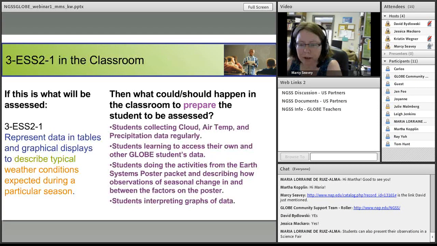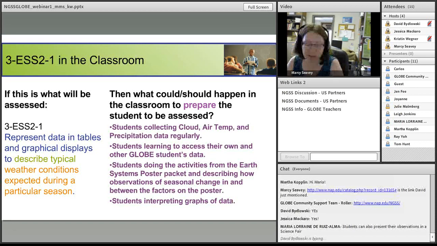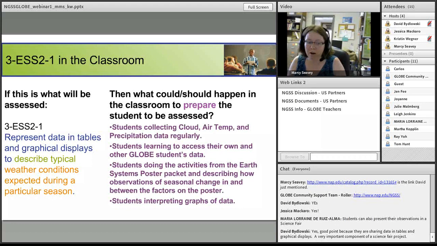Oh, I want to go back. I'm sorry. So in this example, the students in this classroom, having done these activities, would have actually been engaged in several of the NGSS practices of science and engineering. They would have been obtaining, evaluating, and communicating information as they learned how to access their data and other students' data from the website. They would have been constructing explanations as they analyzed those patterns on the Earth System poster and tried to make sense of them. And they would have been doing all of that while building their understanding of seasonal patterns. So that by the time they were done doing all these activities, they would be able to represent data in tables and graphs and then interpret those representations to explain how specific weather conditions are expected in specific seasons.